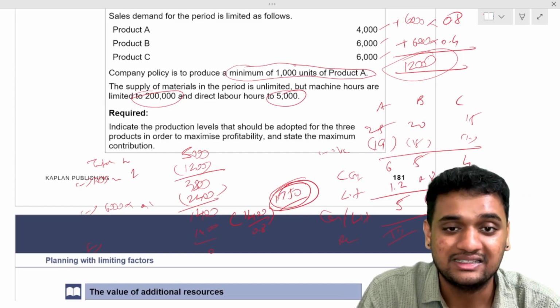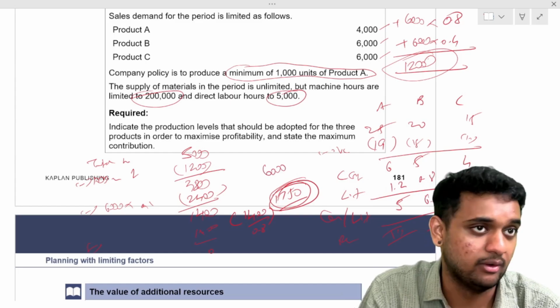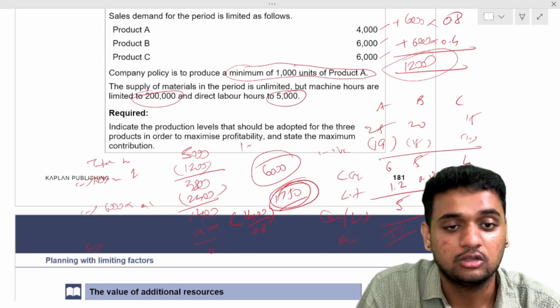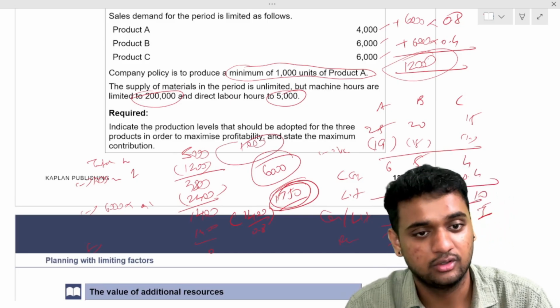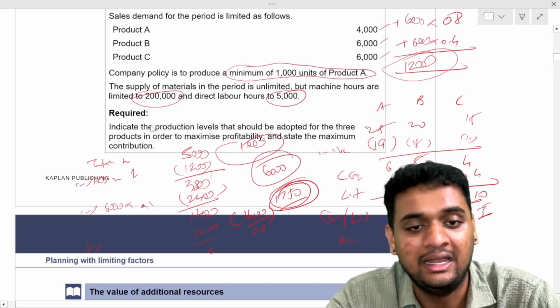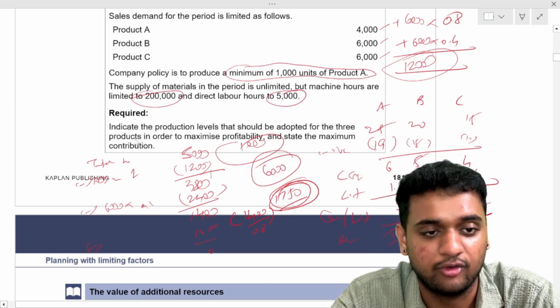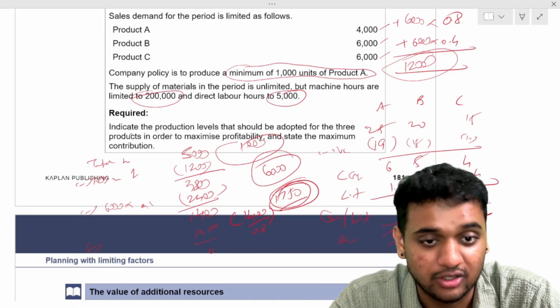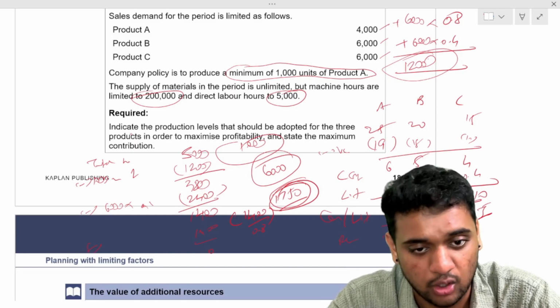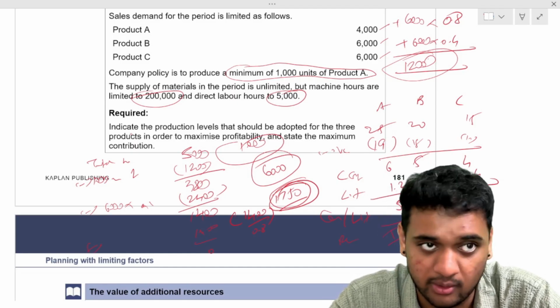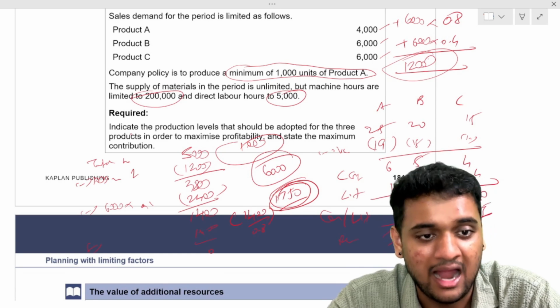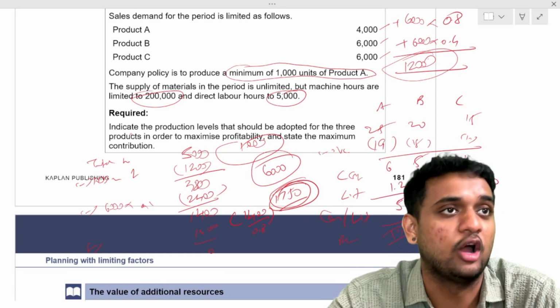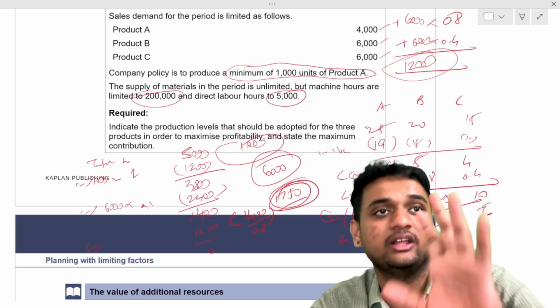The entirety of C we will produce, that 6000 units of C, and 1000 units of A we will produce. What are they asking in the question? Indicate the production levels that should be adopted for the three products. So A 1000 units, C 6000 units, and B 1750 units we will produce, and state the maximum contribution. With this only you will get the maximum contribution.